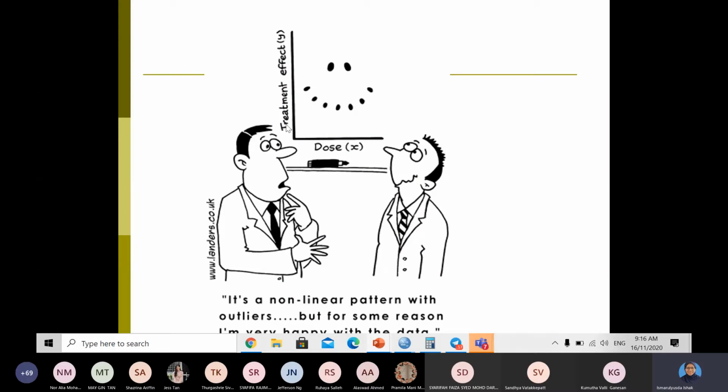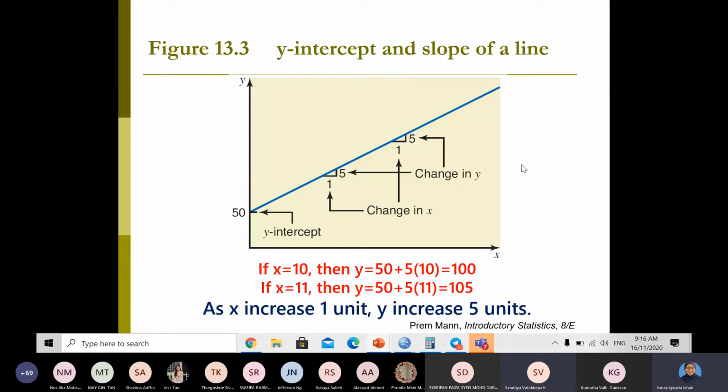Okay, this is a non-linear pattern with outliers. But for some reason, I'm very happy with the data. Okay, all right.